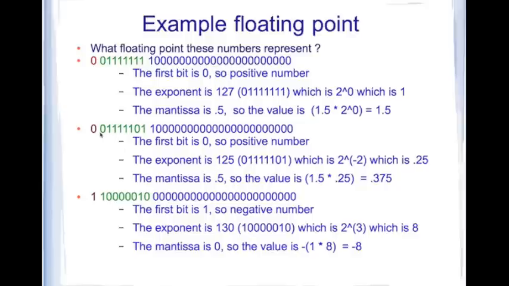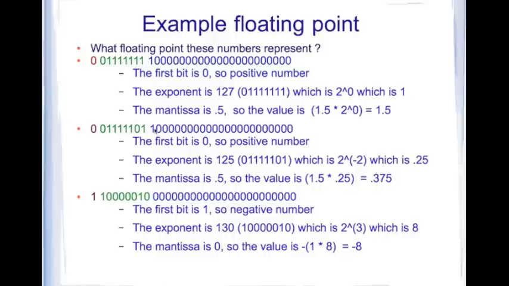Similarly, the next one, you look at it, the first bit is 0. So obviously it means that it's a positive number. And the exponent is 125, which by excess-127 notation is minus 2, because it's 2 lesser than 127. So the exponent is minus 2 and the base is 2. So it's 2 to the power of minus 2, which is 0.25. Then the mantissa: because only the first bit is set, it's 1 by 2, it's 0.5. So the value is 1.5 into 0.25, which is 0.375.